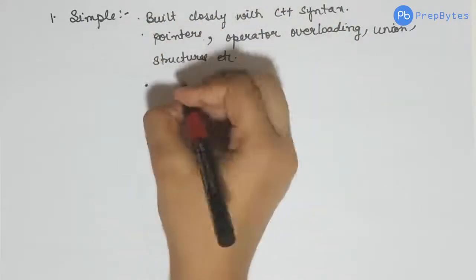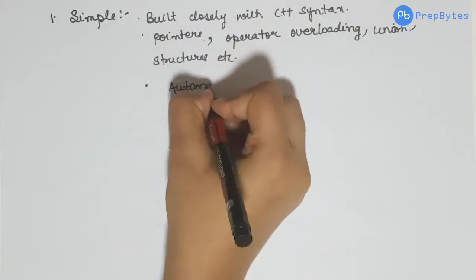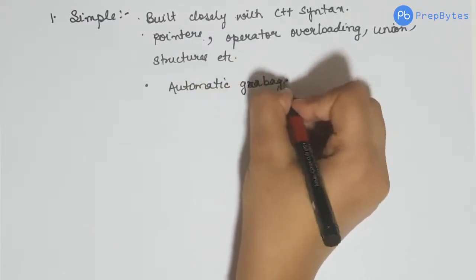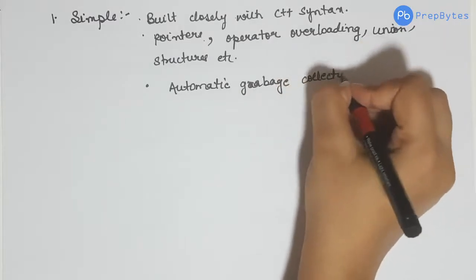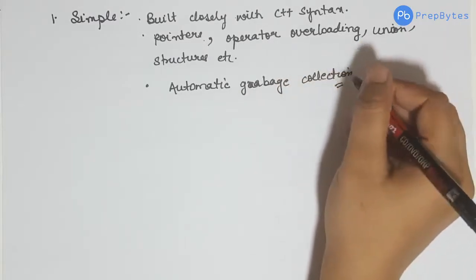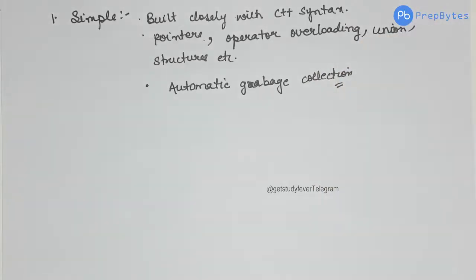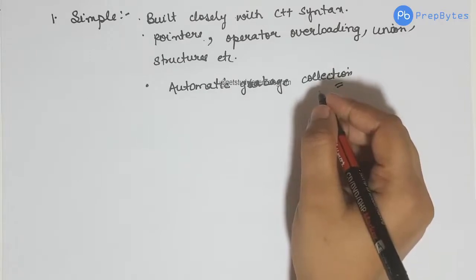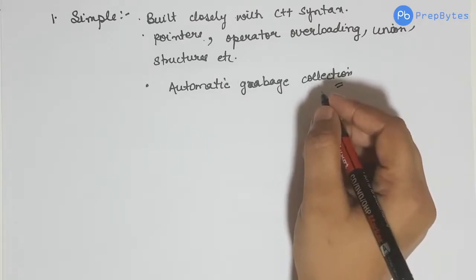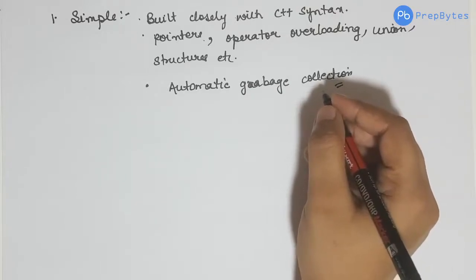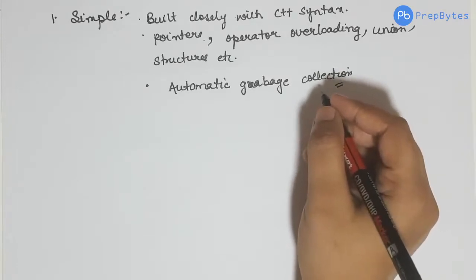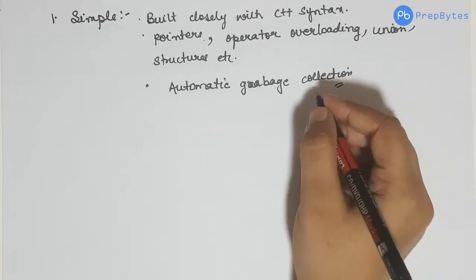Next, we have automatic garbage collection. Automatic garbage collection is one of the very important features of Java. In C as well as C++, whenever we get some memory, let's say in C we get memory using malloc, we have to make sure that whenever we are done using that memory, we manually release it. And the same is the case with C++.